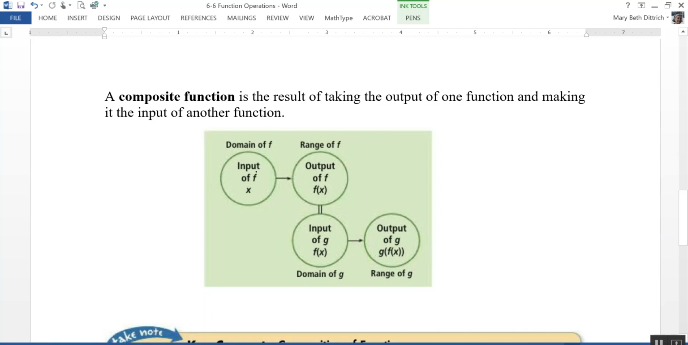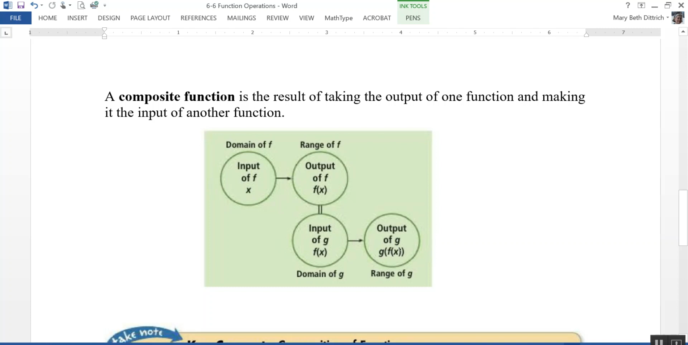So I put that x value into f, okay, and what I get out is my output, or the range of f. Okay, so that output of f now becomes the input of my function g, and then the output of g is what we say this is g of f of x.